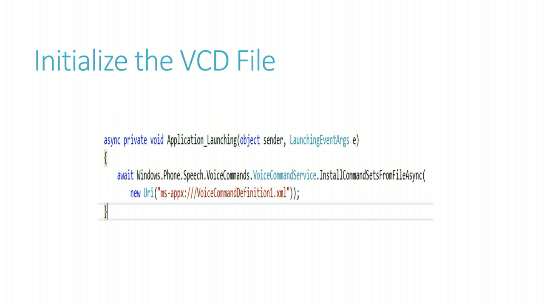So then we have the initialization of the VCD file. As I explained earlier, the VCD file needs to be initialized when the application starts for the first time. We can use the application launching event for simplicity, for example, to initialize the VCD file. To initialize the VCD file, you need to use the VoiceCommandService.InstallCommandSetsFromFileAsync method, and then specify the voice command definition file that needs to be initialized. And it is also necessary that it has to be an async call with await as a keyword.